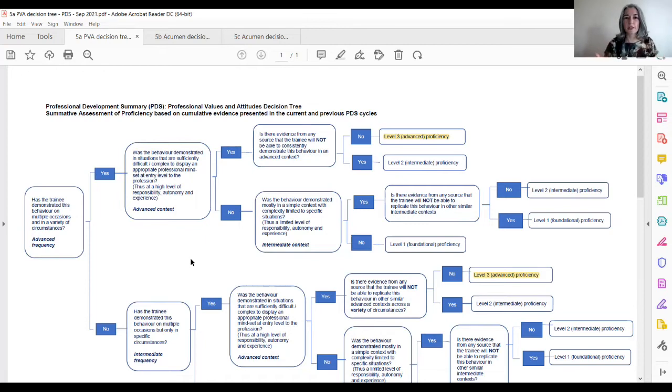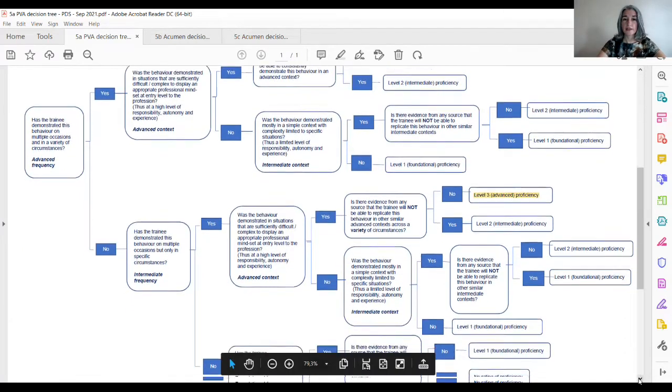Now let's assume we've been in one PDS cycle, and the trainee in this PDS cycle showed up in the right way in all the circumstances that were presented to them. So yes, the context might have been a little bit more basic in some of them, and in others they were more advanced, but the trainee consistently showed up in the same way. And we have got no other examples or nothing that is concerning us that the trainee might show up differently if presented with a different scenario. We then rate the trainee at a level 3.